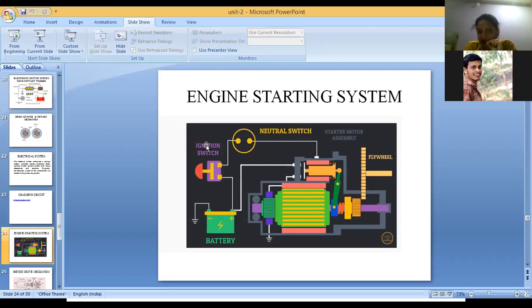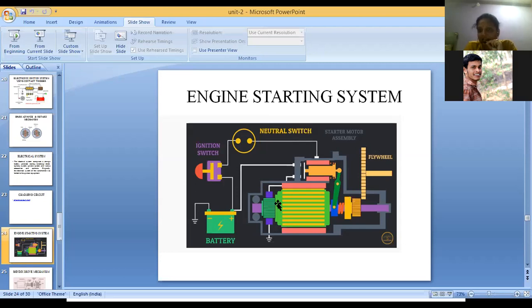See, what we'll do is we'll keep this ignition switch on till your engine starts. Once your engine starts, we'll stop this ignition switch. As a result, this power supply will stop. When power supply stops, this green color link will move back. As a result, the connection between this pinion and flywheel will get disengaged.